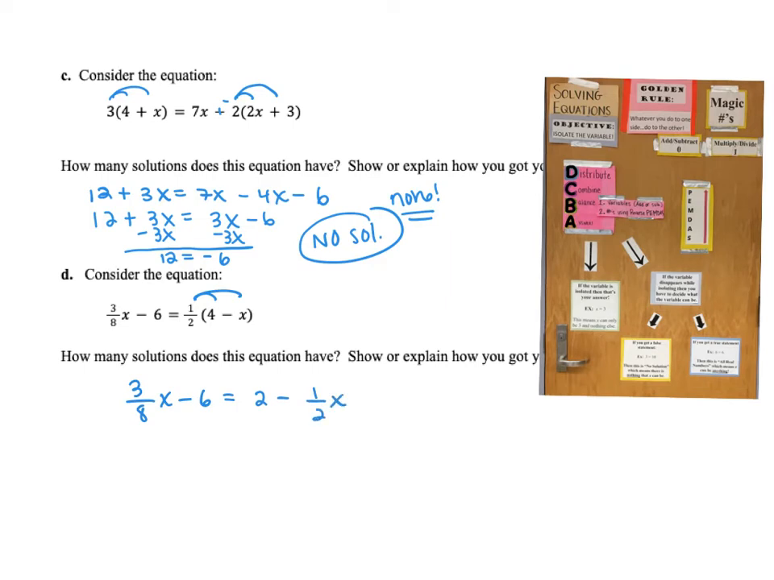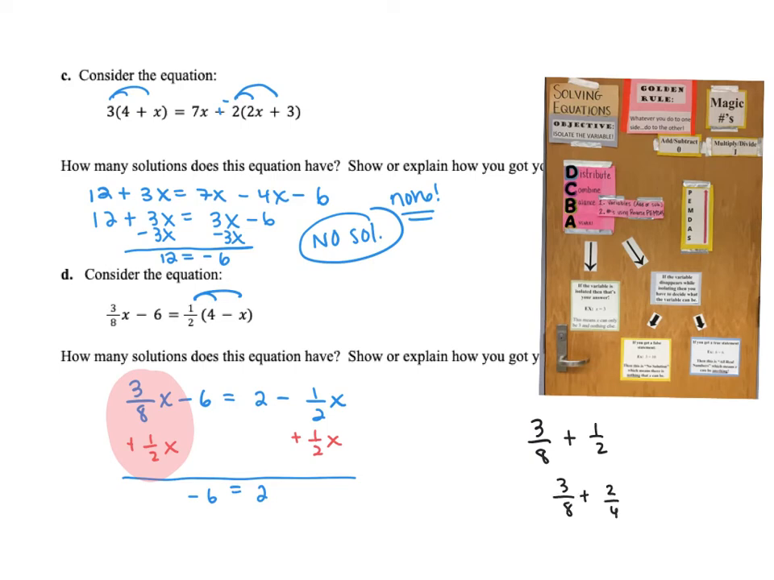I could continue to solve this, and I'm going to balance my variables. I could add 1/2 x to both sides, right? And I could get 2 on this side minus 6, and then to add 3/8 x and 1/2 x, I would have to come off to the side and do 3/8 plus 1/2. I would need a common denominator, and so that would be 2/4. Oh, sorry, that would have been 4/8. That would have gotten me 7/8 x.